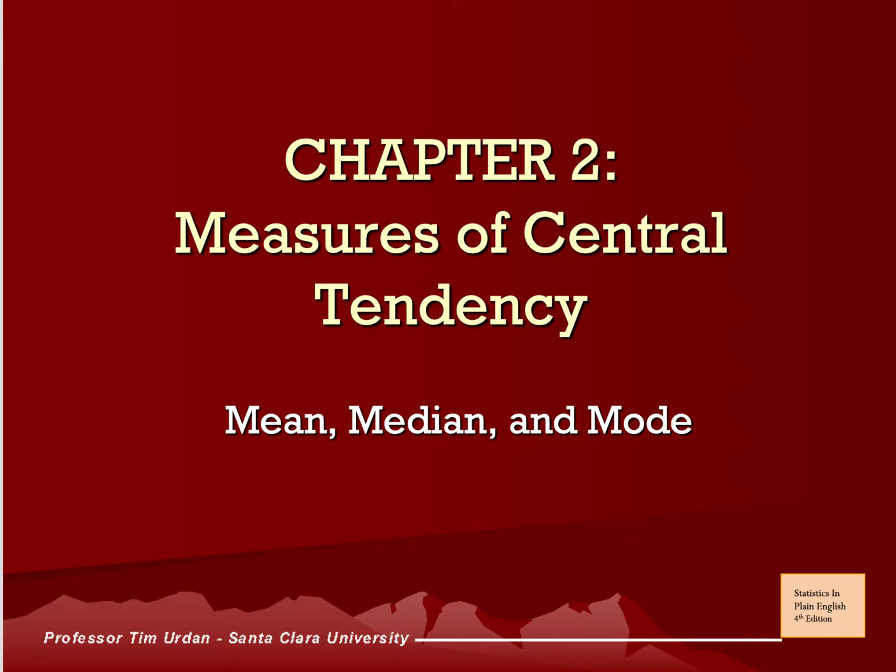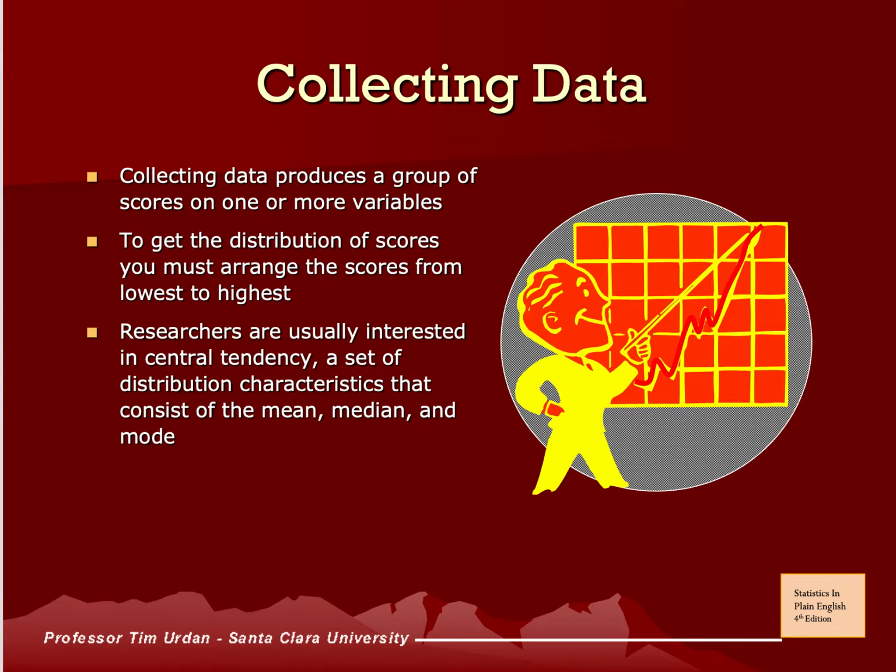So now we're going to take a look at chapter 2, which we're calling measures of central tendency, which is a fancy way of saying the middle. How do we find the middle of a group? And so to find the middle of the group, we first have to collect data. So we have to get our data from somewhere. We have to collect them from maybe a group of scores, an existing database.